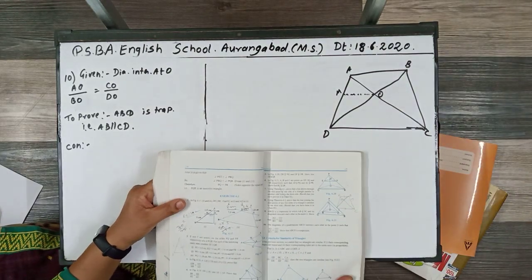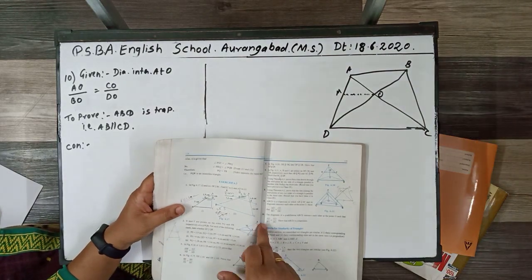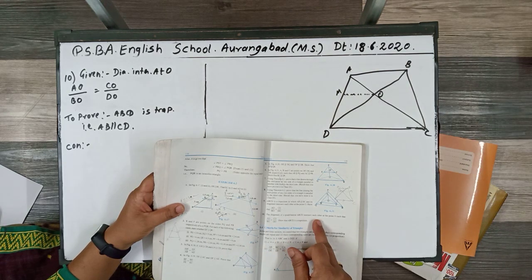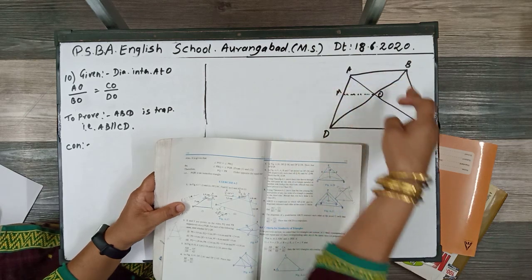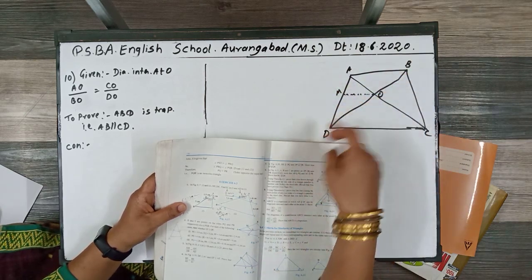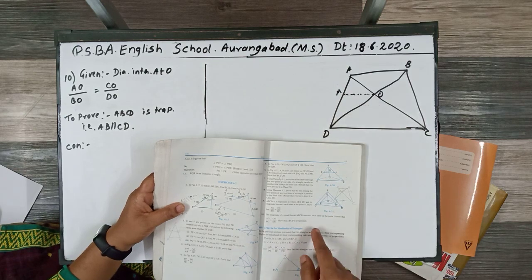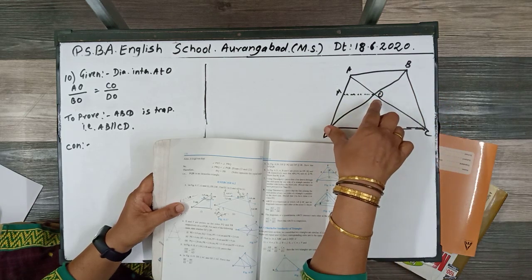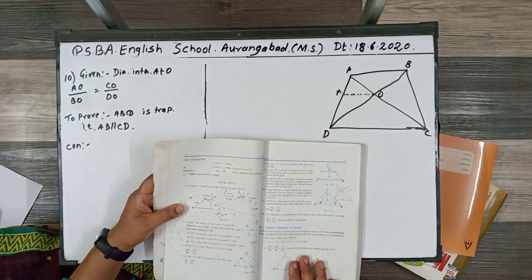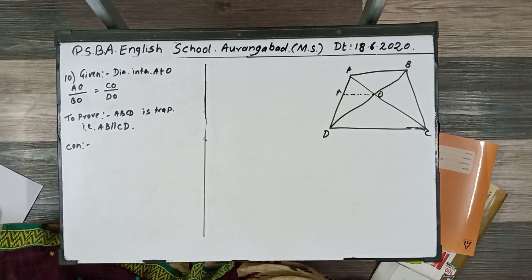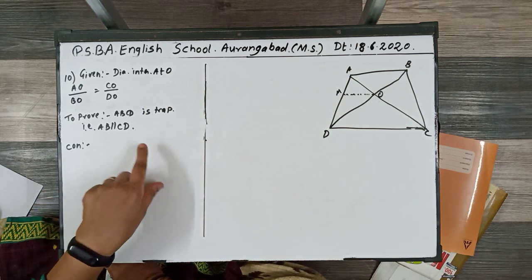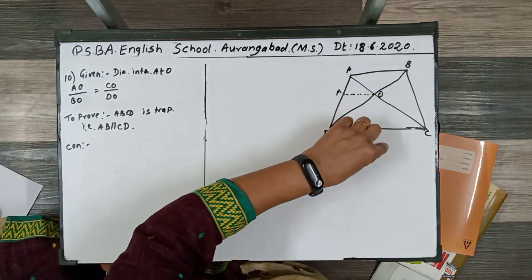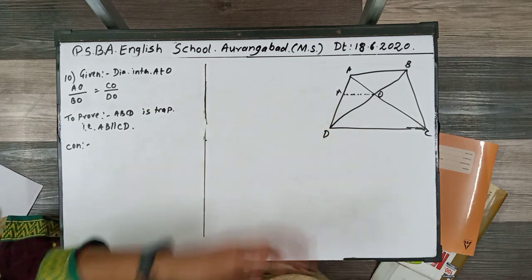Now children, last question of this exercise. Question 10 says that diagonals of quadrilateral ABCD intersect each other at point O. So I have drawn ABCD and the diagonals intersect at O. Such that OA upon OB is equal to OC upon OD. That is given to us. We have to show that ABCD is a trapezium. Now when we want to show that ABCD is a trapezium, that means we have to show that AB is parallel to CD. So it is the converse of the previous sum.